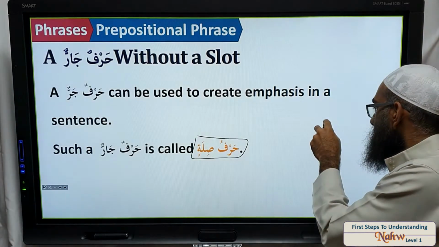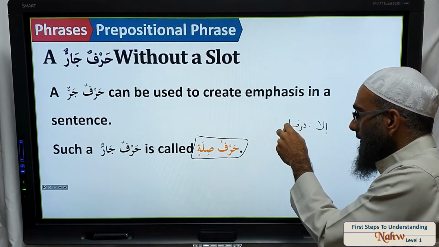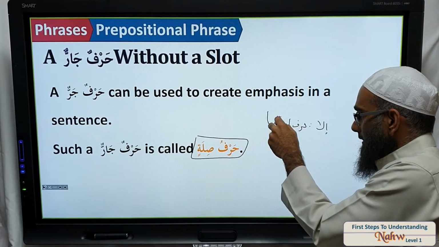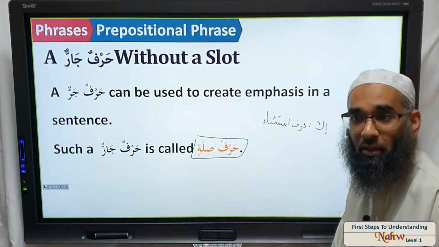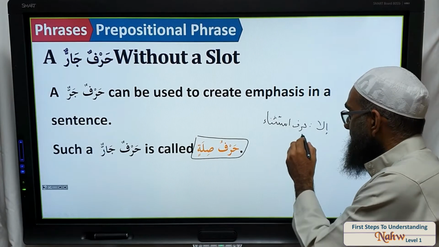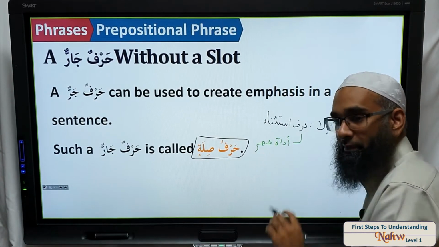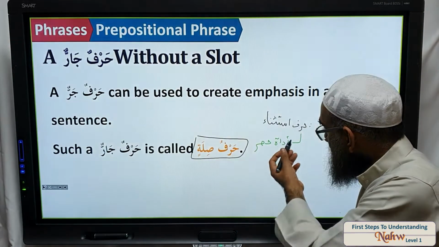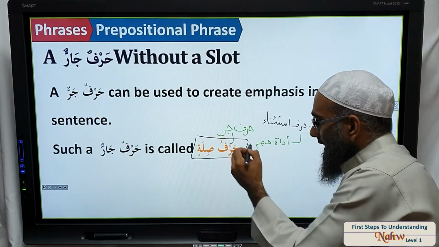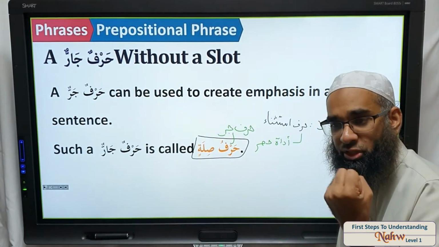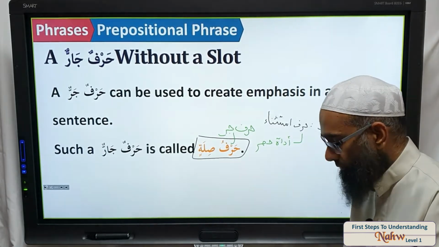Just like illa is always what? Harfu istisna, that's what it's made for. Yes? But did we discuss there that if it's not for exemption, but it's giving what? Emphasis. What do you call it? Adatu or harfu hasrin. Yes? So, similarly, it's always a harfun jar. But in certain cases, it doesn't give a harfun jar meaning. All it does is what? It creates emphasis. Do you understand?